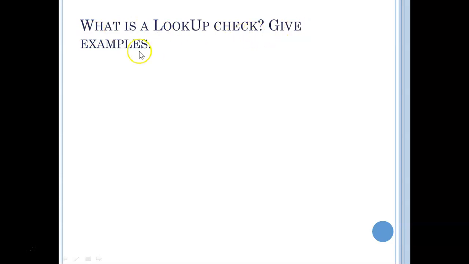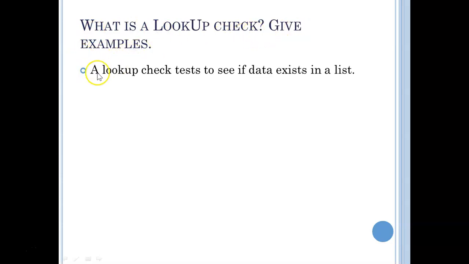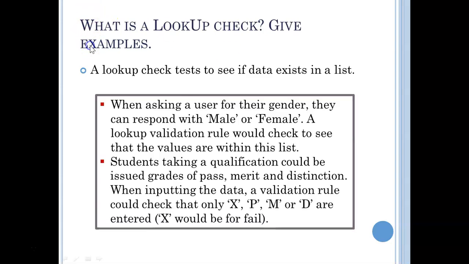So what is a lookup check? And give examples. So a lookup check tests to see if data exists in a list. So there is some file that is stored on the system which has valid information or data that is accepted in the field that the user might be typing in. So a lookup check tests and checks to see if the data that the user enters in, let's say for example in the text box, if that data actually exists in the file that the system is storing. So let's have a look at some examples.